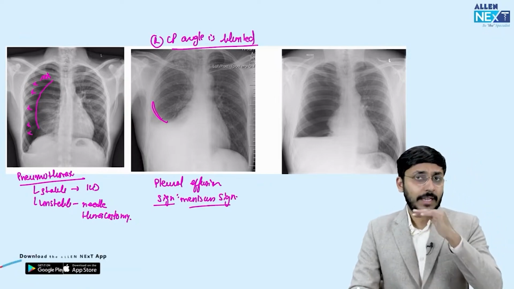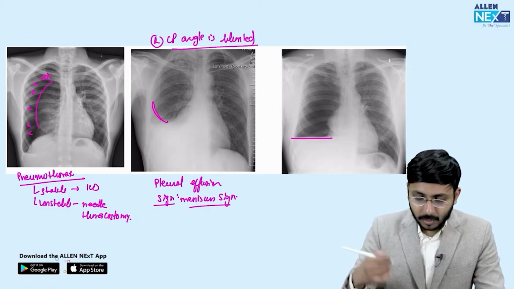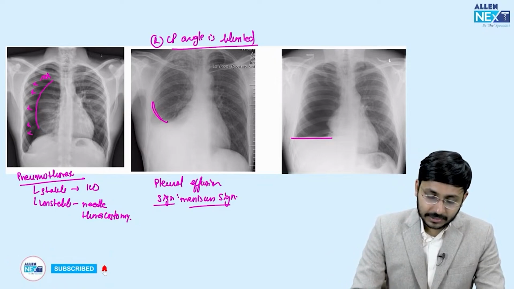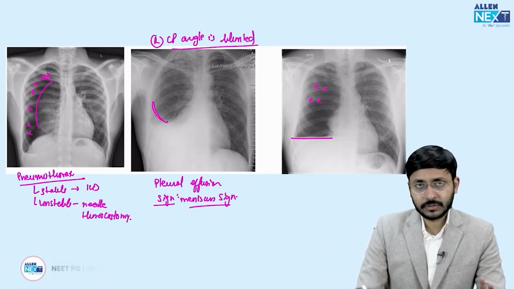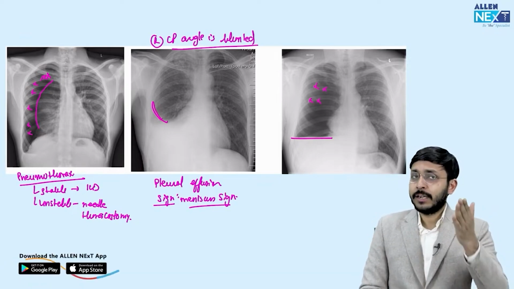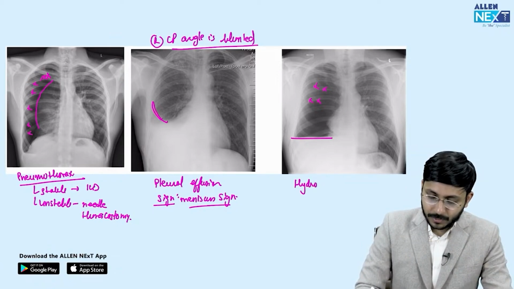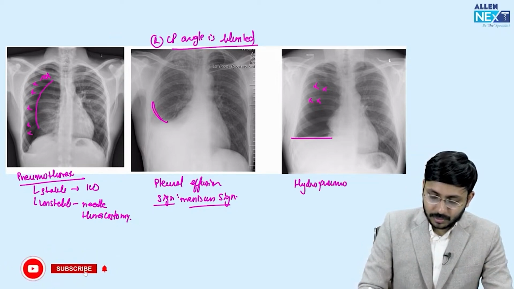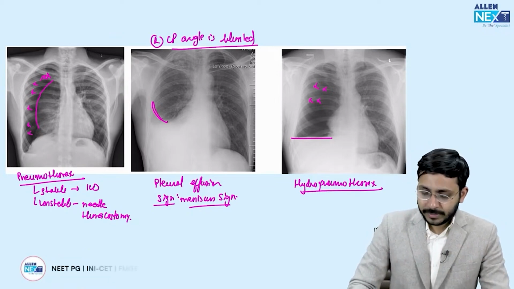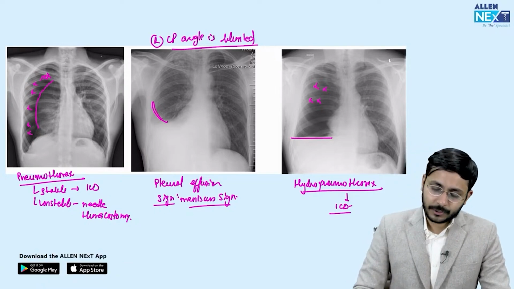But if you see an air fluid level, you see a proper level within the pleural cavity, and outside this air fluid level we have free air. That is, we are not seeing any bronchovascular markings. So this is free air and there's a level. That means that there is an associated fluid component as well. So this is a hydropneumothorax, and this also needs to be drained. So we'll put in an ICD, intercostal drainage tube.